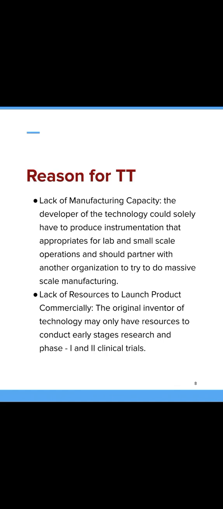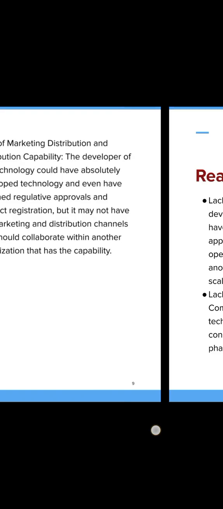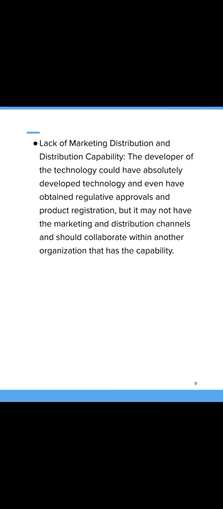The original inventor of the technology may only have researchers to conduct early stage research and phase 1 and phase 2 clinical trials. Third one is lack of marketing and distribution capability. The developer of the technology could have successfully developed the technology and even obtained the regulatory approvals and product registration, but it may not have the marketing and distribution channels and should collaborate with another organization that has the capability.